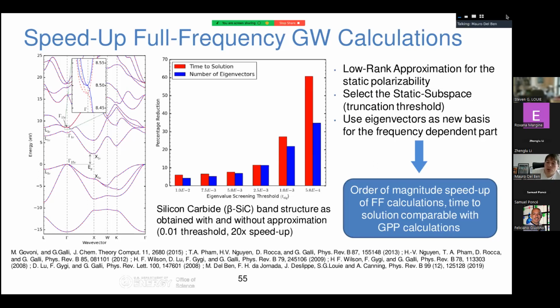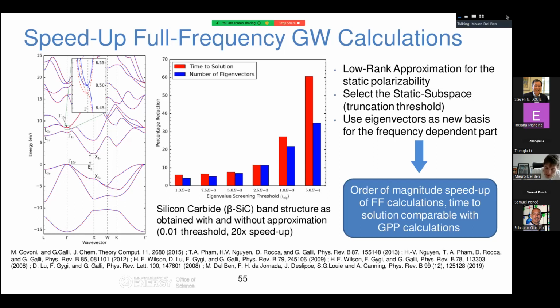In order to do so, we use an idea which has been around for a while, which is a low-rank approximation of the static polarizability. The eigenvectors of the static polarizability can be used as an alternative basis to expand the frequency-dependent part of the polarizability. This gives you a quadratic speedup on the evaluation of the frequency-dependent part, such that a full frequency calculation is no longer N times more expensive than a static calculation, but becomes about 3 times more expensive.